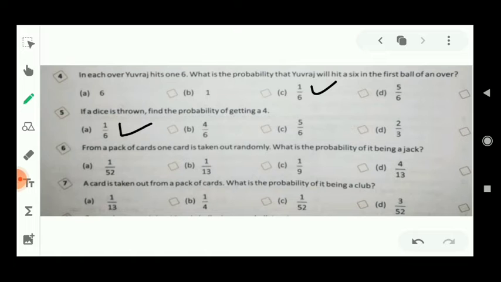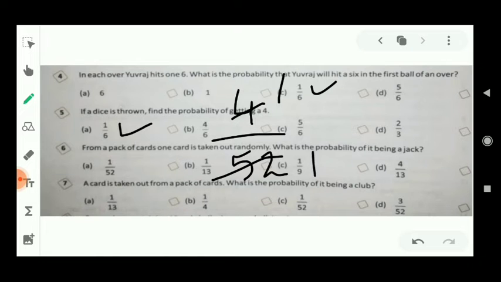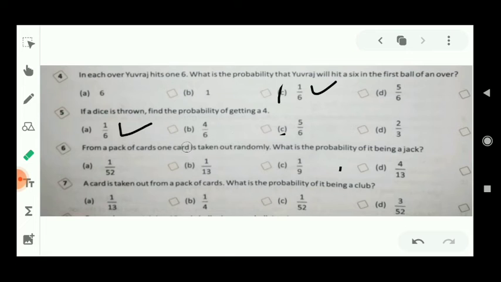So when we find out the probability of getting a jack, it will be 4 upon 52. And when we cancel it, 4 ones are 4, 4 threes are 12. That means 1 upon 13 will be the answer. So which option will be right? Option number B, that is 1 upon 13.